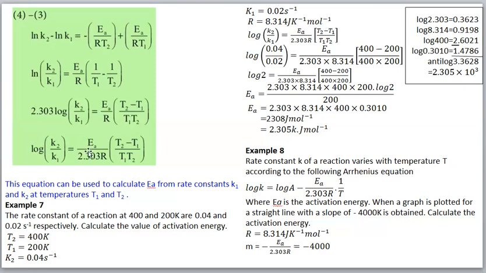Then we can write the equation, this equation. We can write log K2 by K1 equal to Ea by 2.303 R into T2 minus T1 by T1 T2. Substitute the values. Log K2 is 0.04, K1 is 0.02.